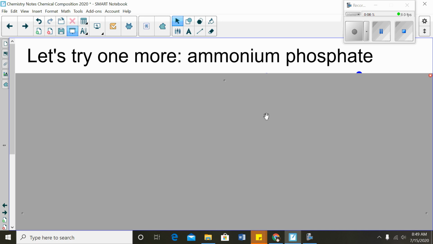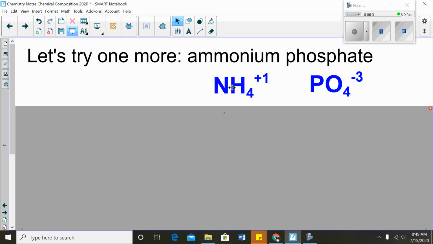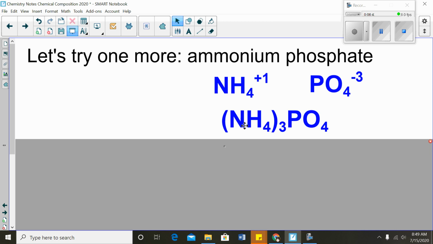So let's try one more. How about ammonium phosphate? So now you have to refresh your polyatomics. So you have a polyatomic chart, because none of this is on the periodic table. There's no ammonium element or phosphate element. So here they are. This is ammonium, NH4 plus 1, and phosphate, PO4 minus 3. These are both polyatomics. So now you have the charges. Now you need to exchange them. So the proper formula is NH4 in parentheses with that 3 on the outside. Otherwise, it's NH43, which is just not right.